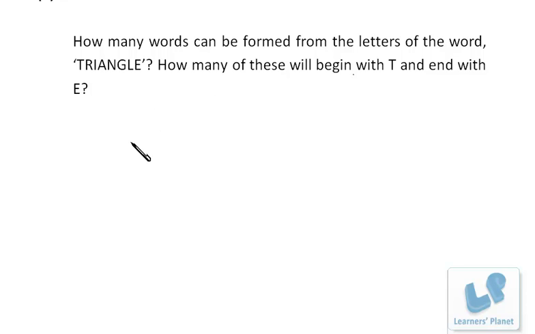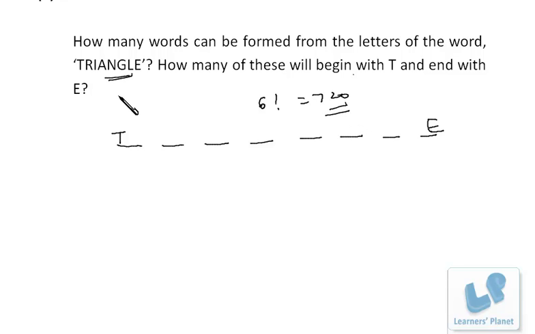Now we have 8 places, 1, 2, 3, 4, 5, 6, 7, 8. At this place T is fixed and at this place E is fixed. Now we are left with 6 places and 6 letters. So 6 places and 6 letters can be arranged in 6 factorial, that is 720 ways. When we had no restriction in the previous case, the ways were 8 factorial. Now there is a restriction that the first letter should be T and the last letter should be E. So the ways are reduced because now we are left with 6 positions and we have to arrange the 6 letters. So this is the second case.